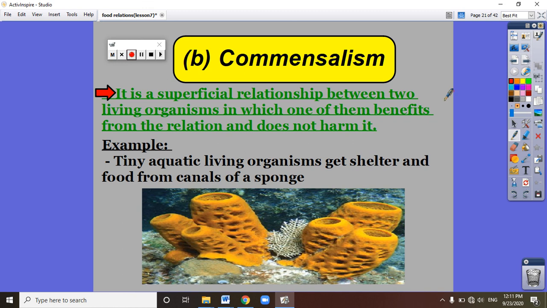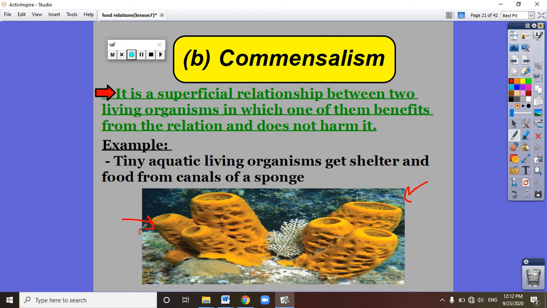Let's go to the commensalism food relationship. In the commensalism food relationship, one living organism gets benefit and the other living organism neither benefits nor is harmed. What is the meaning of that? Let's see the example to understand the meaning of commensalism. This example is the food relationship between the sponge and tiny aquatic living organisms.